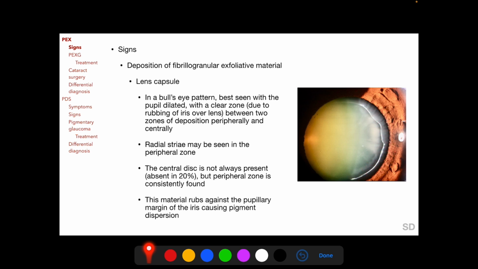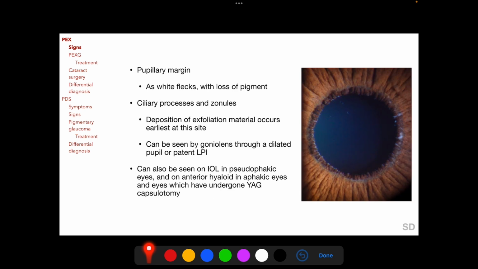The pseudoexfoliation material rubs against the pupillary margin of the iris, causing pigment dispersion, which is another feature of this condition which overlaps with pigment dispersion syndrome. Deposition of this material at the pupillary margin appears as white flecks as seen here in this photograph, and it can be associated with loss of pigment of the pupillary ruff.